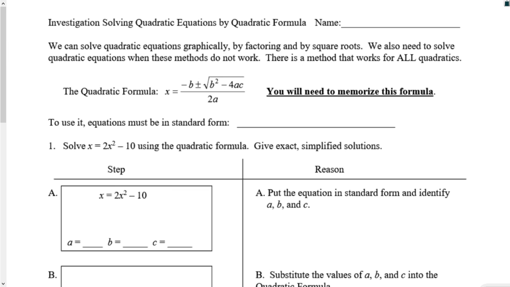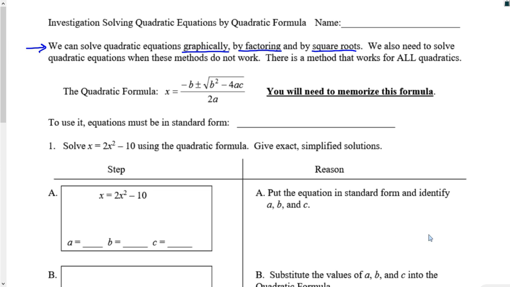This video is some notes and investigation on solving quadratic equations by the quadratic formula. So let's start out and look back here at what we've already done. We can solve quadratic equations graphically, where we graph them and find the x-intercepts. We can solve them by factoring, where we factor and then set each factor equal to 0. And we can solve by square roots when we take the square root of both sides.